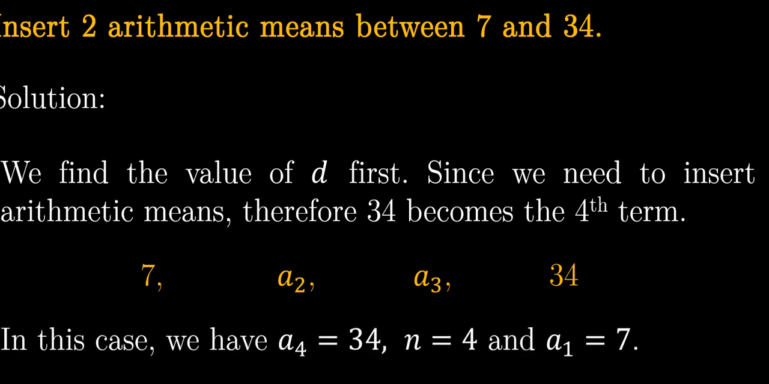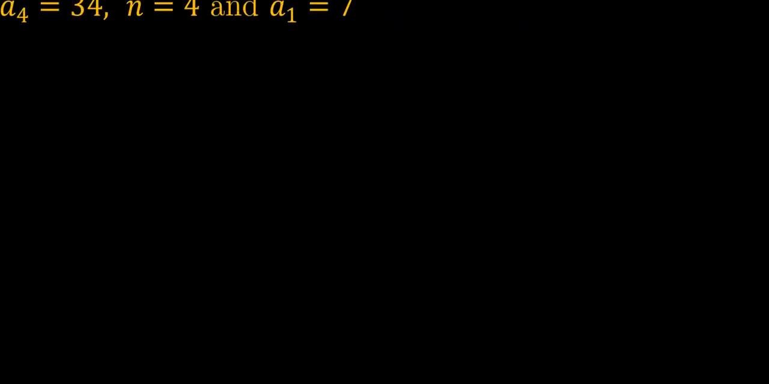So in this case, we have a sub 4, which is 34, our last term under consideration. That makes n equals 4 for 34. So n is always related to the term under consideration, which in this case is 34. So n equals 4, and of course a sub 1 is 7. Then we substitute this in the general term of our arithmetic sequence, because we're trying to look for d. So we have a sub 4 equals 34, n equals 4, and a sub 1 equals 7. We'll just substitute it here.